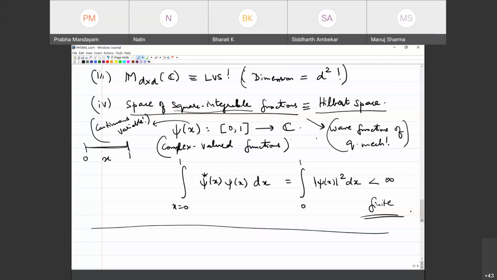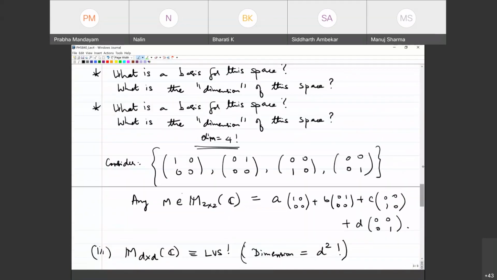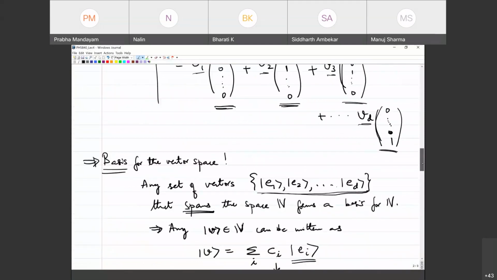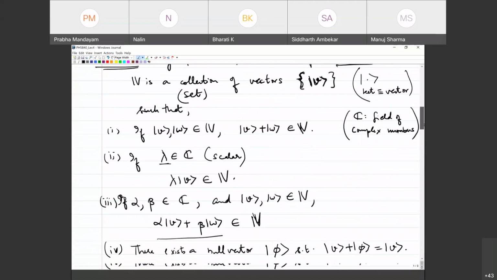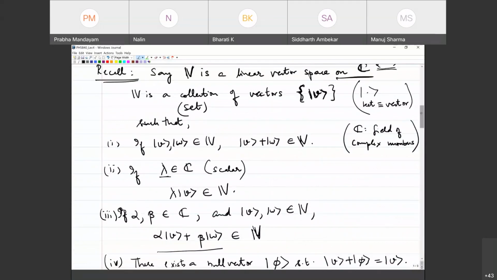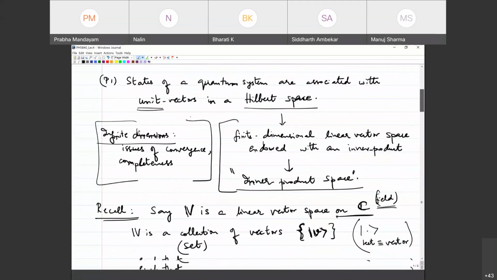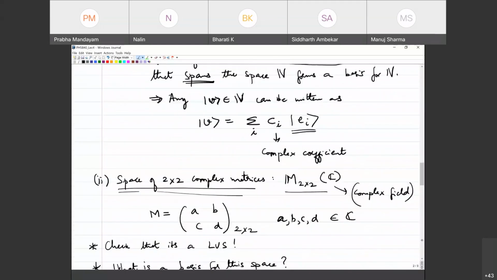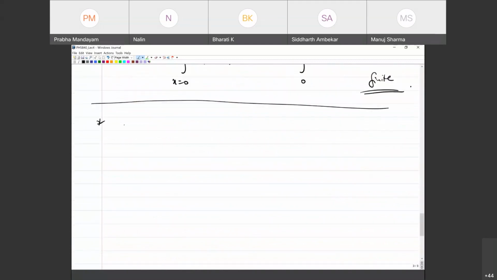Okay, so the next concept that I want to define for linear vector spaces is the idea of an inner product. And I will also define it using the Bra-Ket notation. So before I talk about what is a unit vector in postulate 1, I have to define the idea of inner product and norm, right?